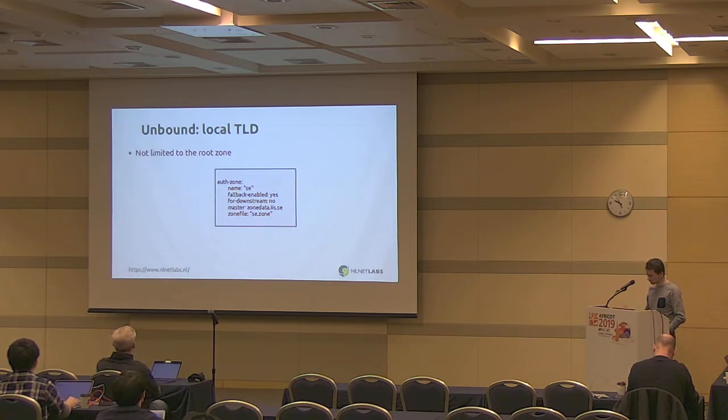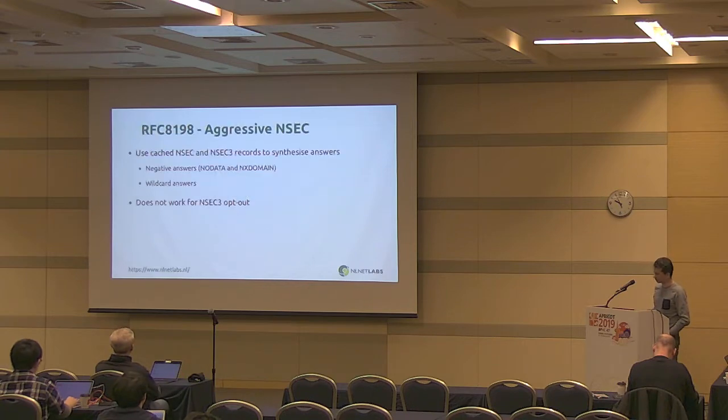So that's one way of limiting the queries going upstream. Second way is by using aggressive NSEC. So with DNS, or with DNSSEC, which is a way to validate the authenticity of the data, right? You put signatures on your records, so you can use those signatures to see if the data is valid.